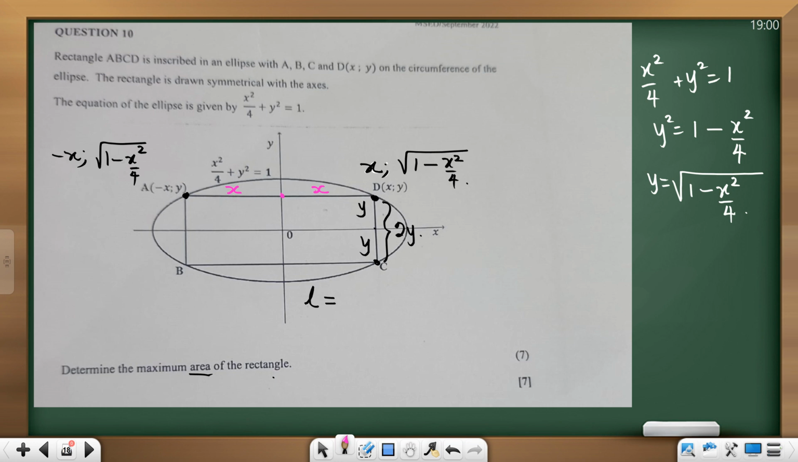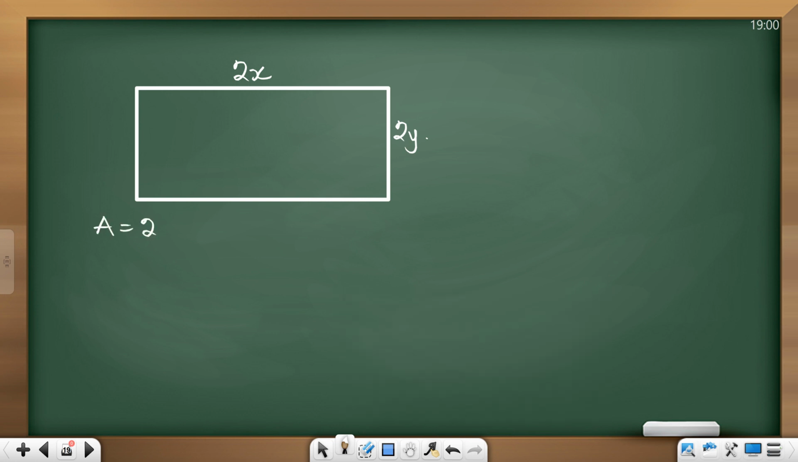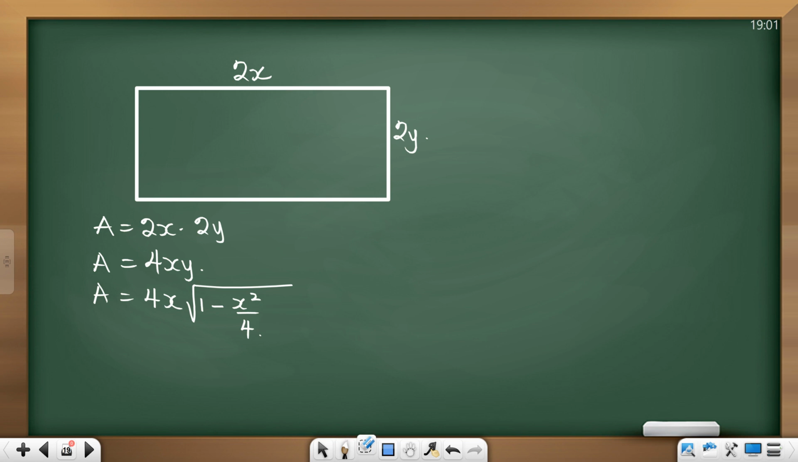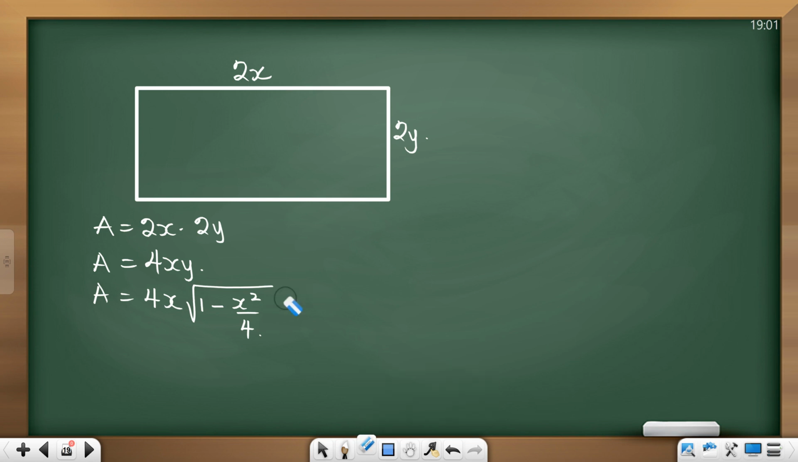So it's 2x multiplied by 2y. What is the area, therefore, of this? It's 2x times 2y, which is 4xy. But do I know y? What is it? The square root of 1 minus x squared over 4. Are we together, guys? Already you are more than halfway done with the question. So this is A in terms of x.